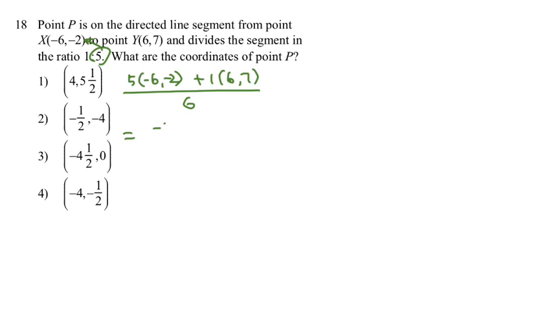Once I do that, my x value becomes -24 and my y value is -3, and then I have to divide that by 6. Then I get to realize -4 comma -1/2. That becomes our final answer, which is choice 4.